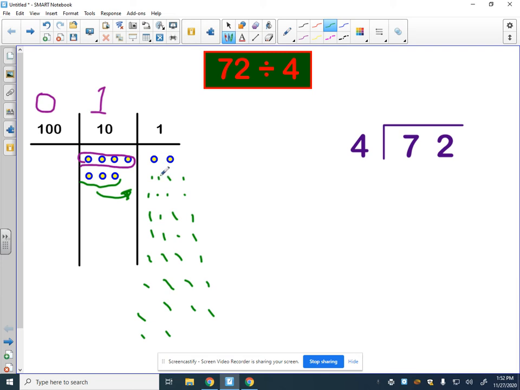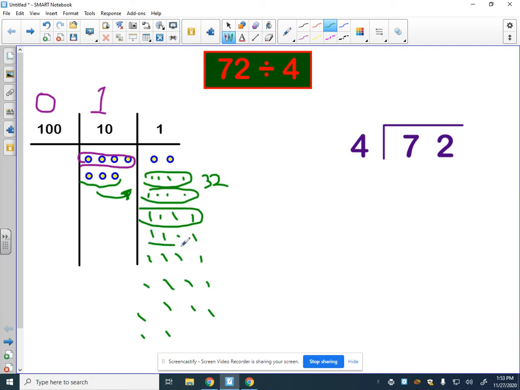So now I had 30 plus the 2 that were here. I'm just going to make a little note of it: there are 32 now in the ones place. That will help us make sense of this later on. But again, I'm still making groups of 4, so I can go through and start to see how many groups of 4 I can make.